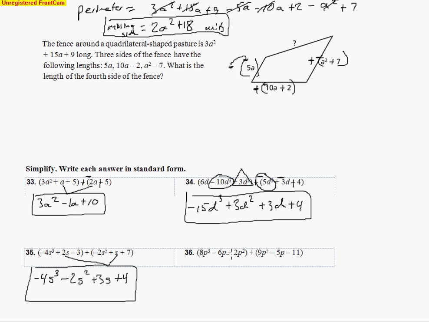So look at the last one here, looking for the highest degree term. It's this right here, 8p to the third power. And then the 2p squared and the 9p squared make positive 11p squared. So again, I'm adding, so no need to change any signs. Negative 6p, negative 5p, the same sign, so I add the two numbers, negative 11p. And then we just bring down that negative 11. Nothing to combine it with because there's no other constant.